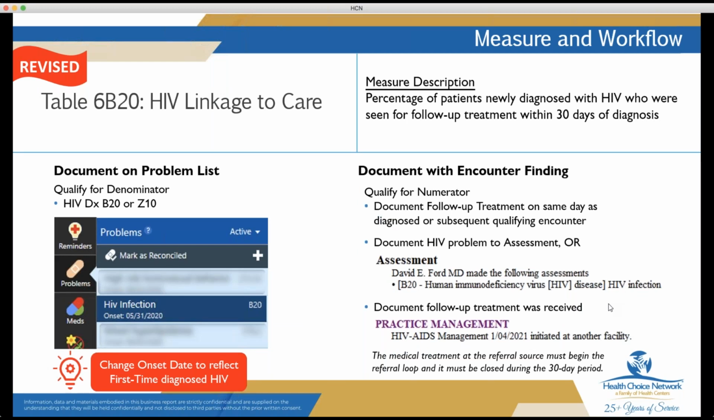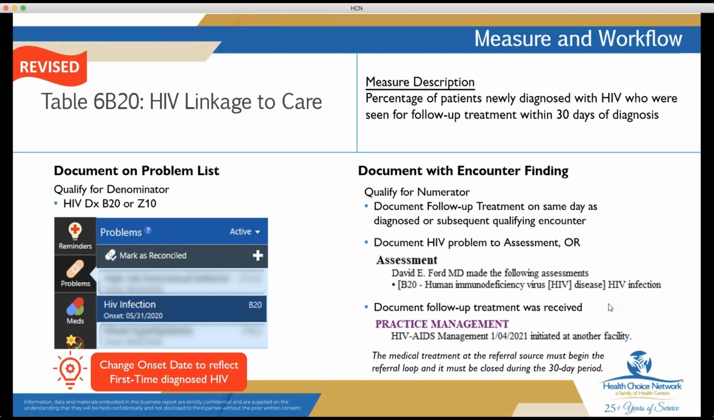All right, so HIV linkage to care. This measure was revised, as I mentioned before. The follow-up treatment timeline used to be 90 days, and now it's 30 days from first time diagnosed. So for the patient to be counted in the denominator, the diagnosis of HIV, B20 or Z21, would need to be documented there in the problem list. Just be sure, if it's not a first-time diagnosis, that the onset date is changed to reflect when that patient was diagnosed.